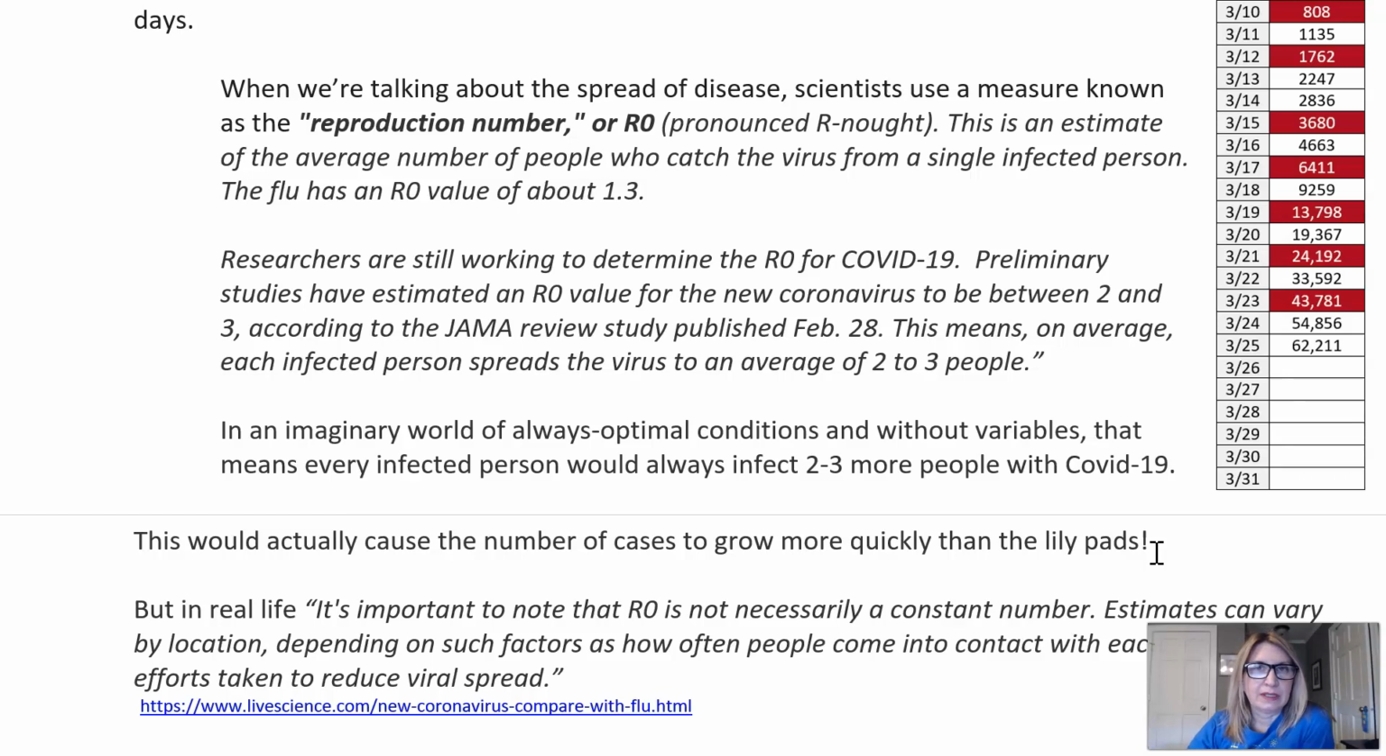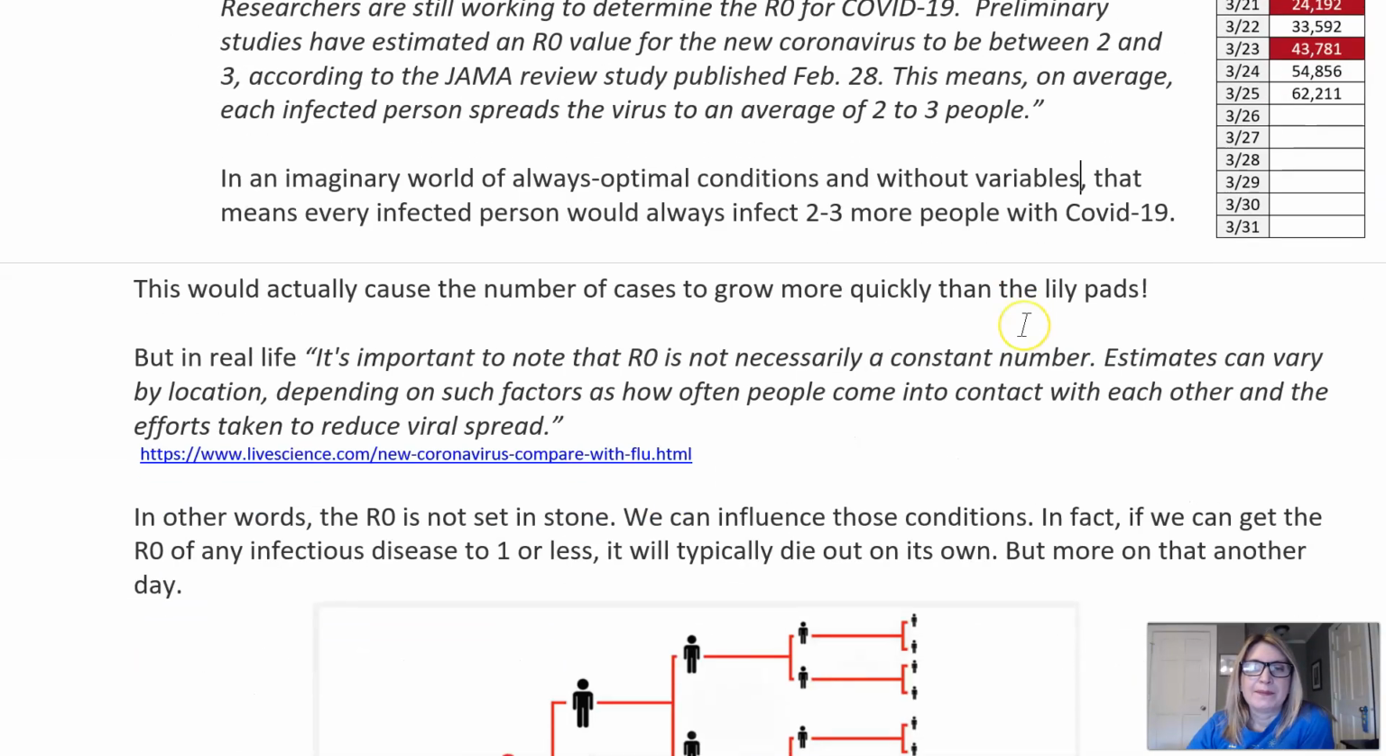So in that perfect lily pad brain teaser, they were going from 1 to 2 to 4 to 8 every other day. COVID has an R0 of between 2 to 3, approximately 2.3. In real life, it's important to note that the R naught is not necessarily a constant number. So you've probably noticed that in some countries, the spread of the disease is higher, and in others, it is lower. Even the same can be said for different states in the United States. It's not a constant number.